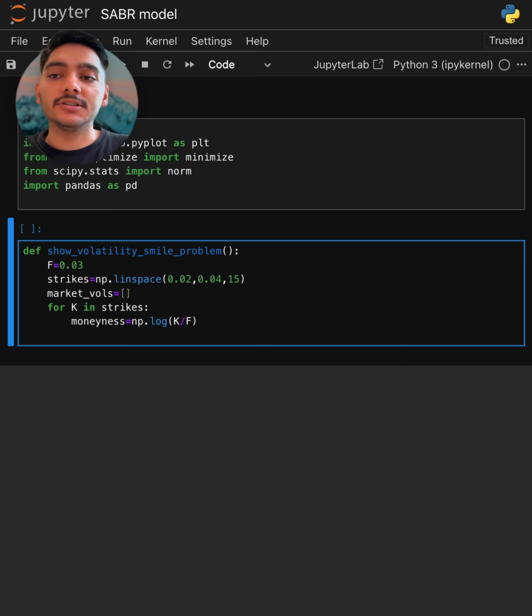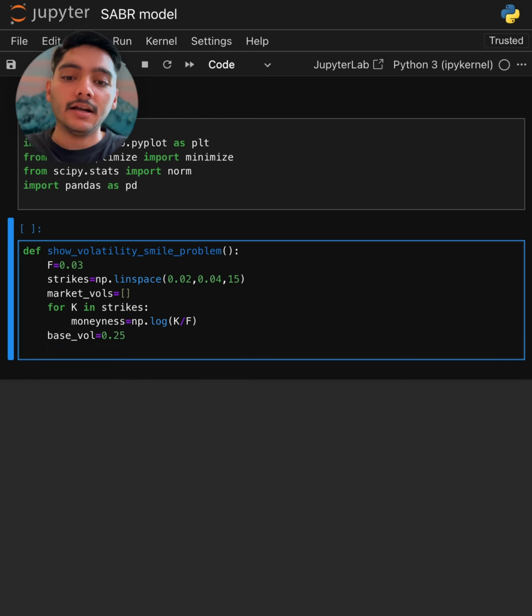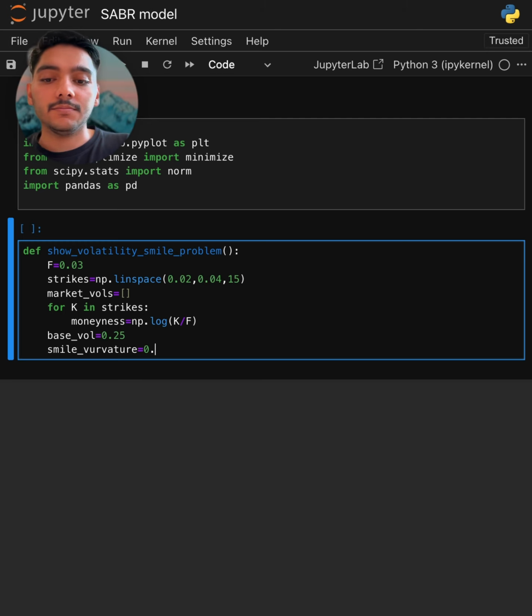So what is that? The volatility at k is equal to base volatility plus smile curvature plus skew asymmetry. So why are we using this? Real markets show quadratic curvature plus linear skew. The quadratic term creates a smile and the linear term creates a skew. So intuition is that far out of the money or in the money options have higher uncertainty. So let's take the base volatility to be 0.25, which is a base volatility of 25%, and the smile curvature is equal to 0.4.